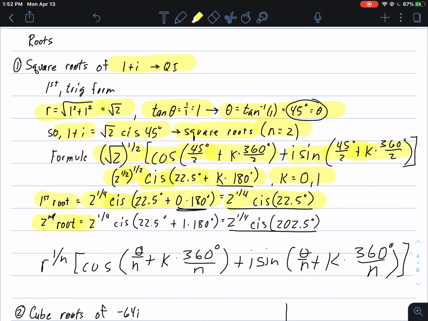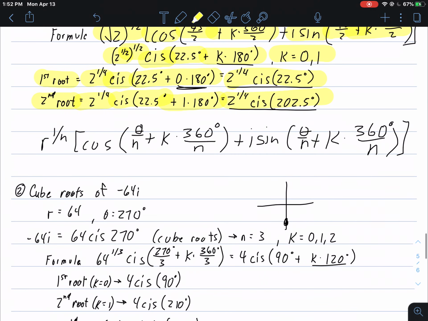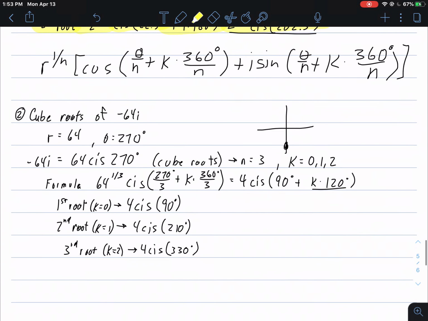And then for the second root, we'll plug in k equals 1. So again, it's still 2 to the 1/4. That doesn't change. And then it's cosine plus i sine of the 22.5, but this time plus 1 times 180 degrees. And so 22.5 plus 180 is 202.5 degrees. So I've got 2 to the 1/4 cis 202.5 degrees, cosine plus i sine. Yeah, so I mean, it's a formula. It's just an ugly formula, but it's like any other formula. Know the formula, plug in the values.